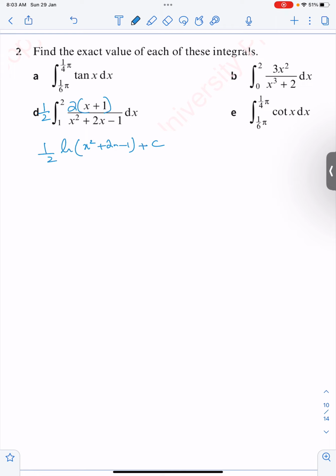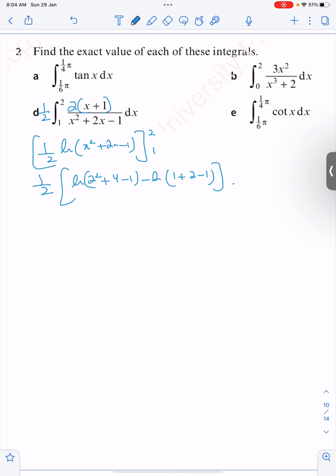Okay, now I have to put the boundaries of 2 and 1. So I can keep this half outside and I can put the boundaries on this. ln 2 squared plus 4 minus 1 is the first bracket, minus ln 1 squared plus 2 minus 1. It's half ln 4 plus 4 is 8 minus 1 is 7, minus ln 2. This can be written as half ln 7 upon 2.